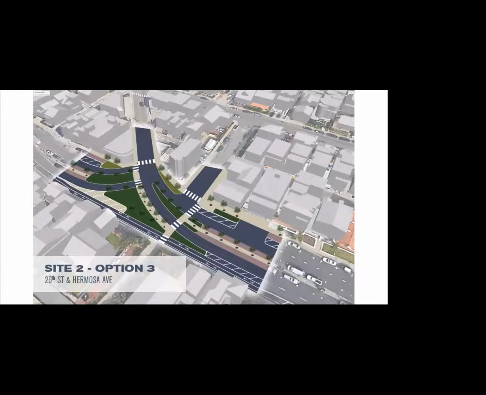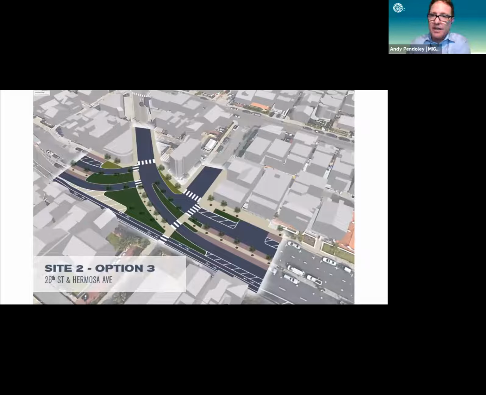Very quickly, there already is a stop sign on southbound Hermosa Avenue. But I like this because it makes it less of a raceway, so to speak. And again, I really like the green areas there and potential infiltration projects. And I do like this better than the other option with the light. Thank you. Appreciate that. All right. Thank you, everybody, for that.